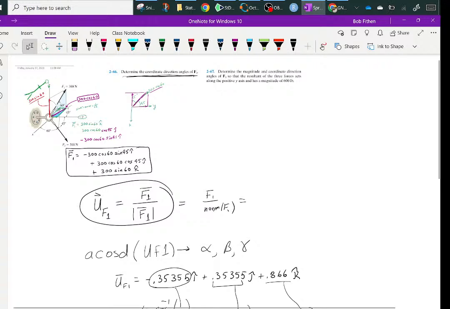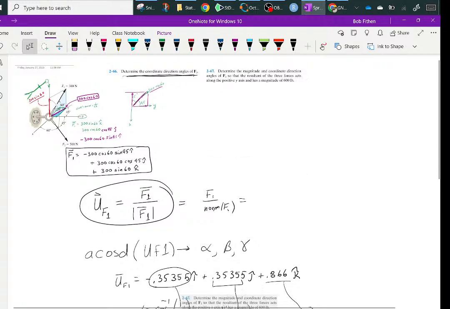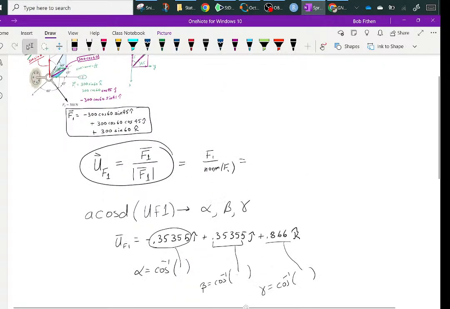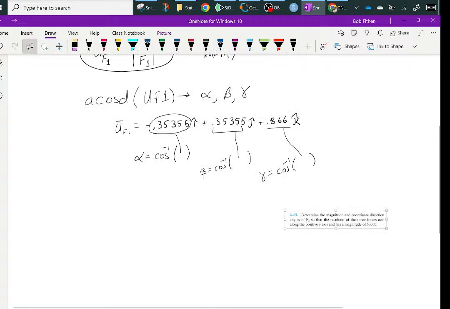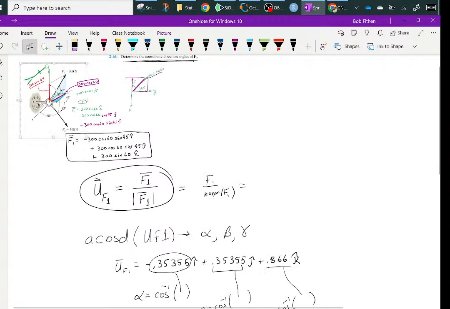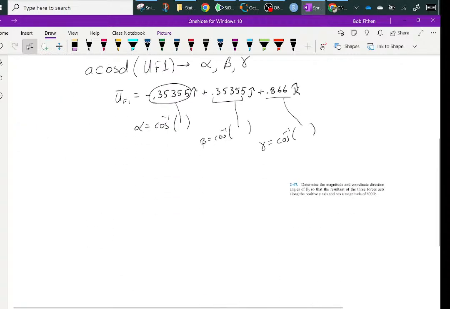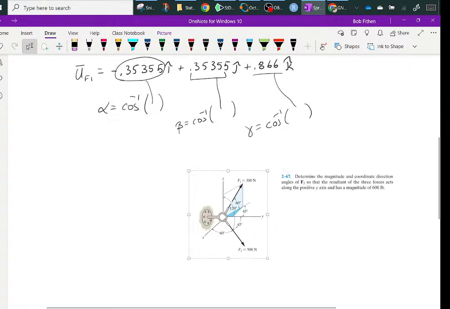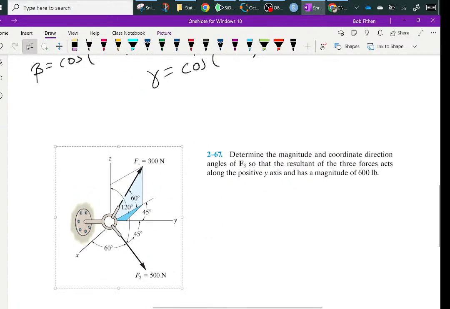Okay, so now that we've got that, he's wanting to know something else. I'm going to drag this down the page, and then I'm going to go back and copy the picture because I don't want to mess up what I've got. On this one, he says, determine the magnitude and the coordinate direction angles of F3 so that the resultant of the three vectors acts along the positive y-axis and has a magnitude of 60.